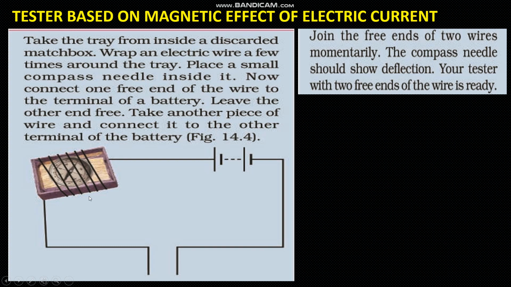What does it mean? Current passes through it. So when current passes through the wire, the compass needle deflects. Now our tester is ready.